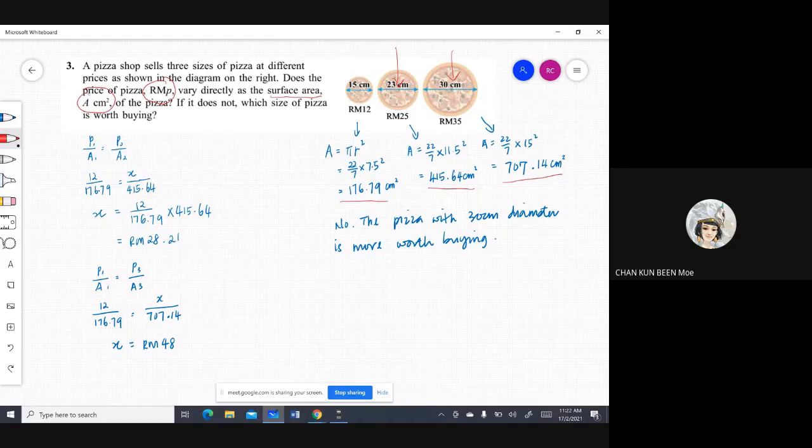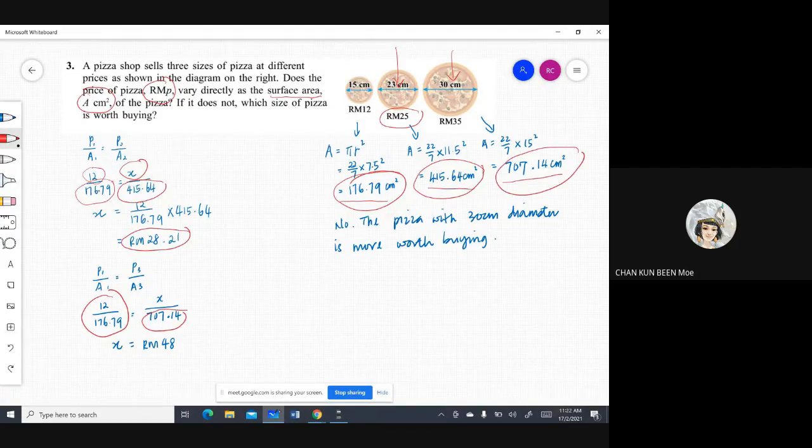After that, I'm using the proportional method. It's up to you whether you want to find the constant or use the proportional method. So I'm going to use the price, which is RM12 over the area, 176.79. Then find the price for the second pizza if the area given is 415.64. Substitute everything, you get the value of X. So the second pizza should cost 28 ringgit 21 cent compared to this. And then I compare again with the third pizza. This one still originates from the same value, but replaced with the last area. So the last pizza is supposed to cost 48 ringgit.